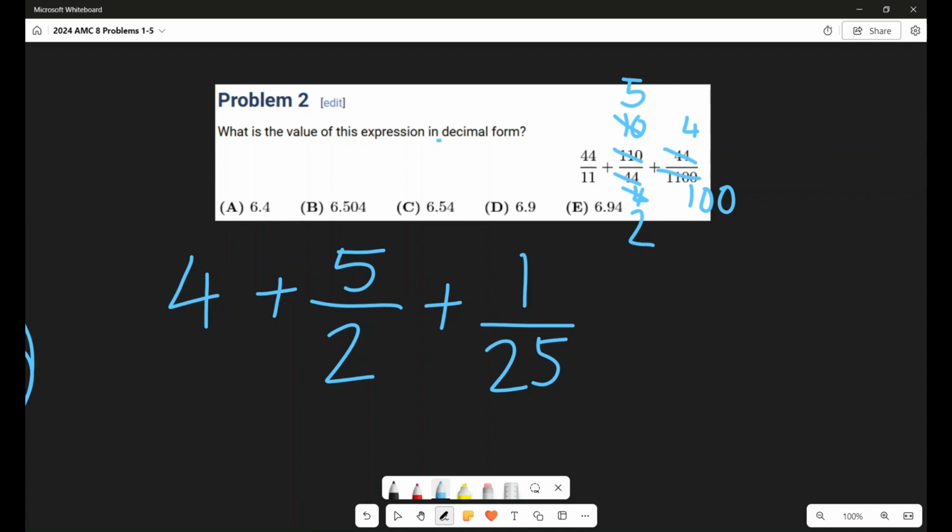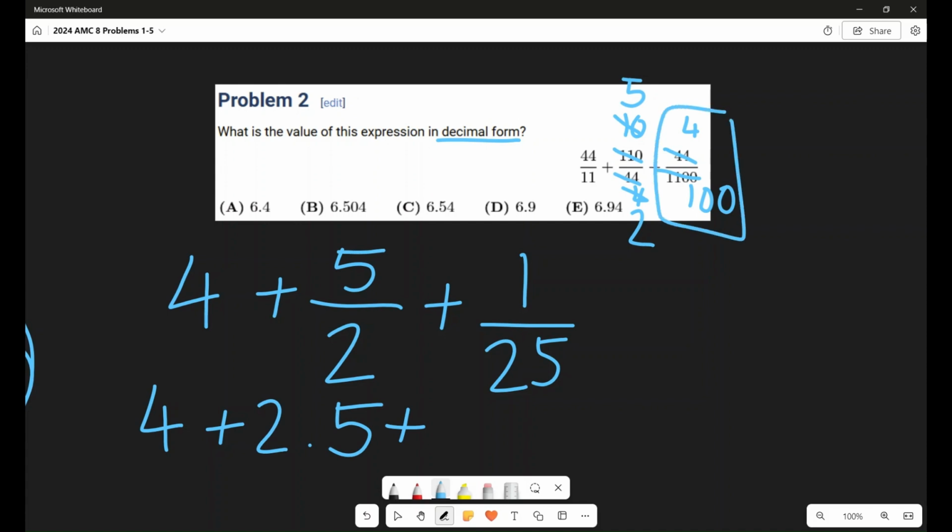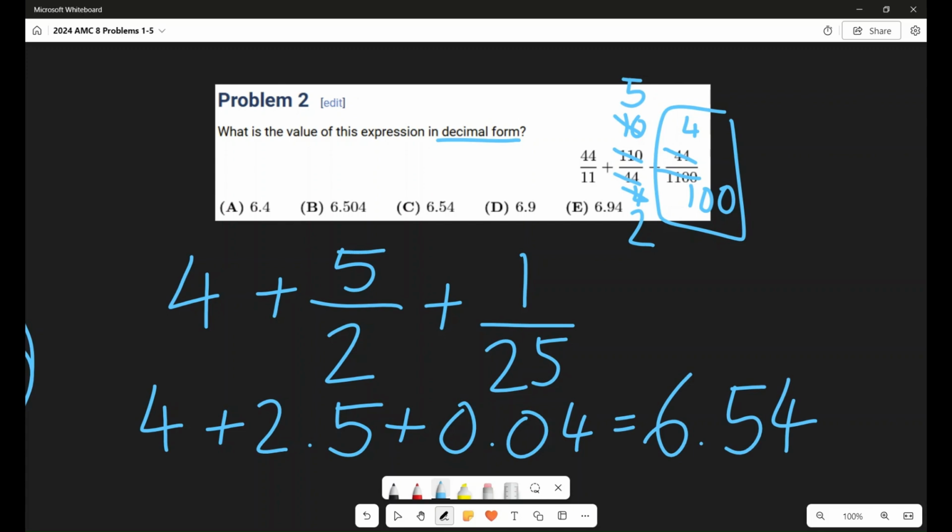Now, we want it in decimal form, so let's just go ahead and simplify it into decimal form. And 1 over 25 probably shouldn't have simplified it. It's 4 over 100, so plus 0.04 is equal to 6.54. And that's C.